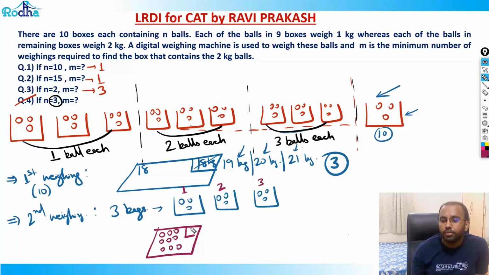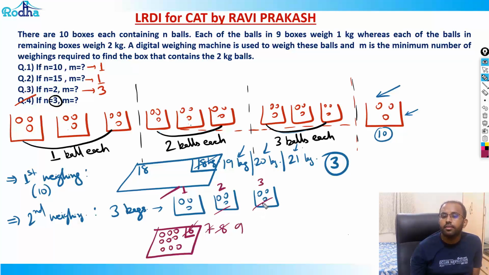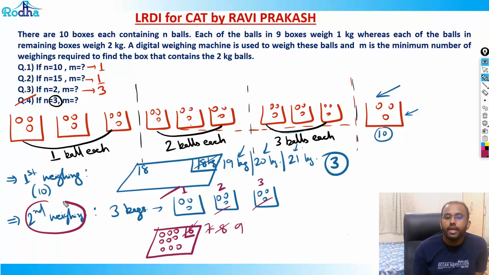The ideal weight should be 6 kg, but that is not possible. If the weight is 7 kg, there is 1 ball of 1 kg extra, so bag 1 is the one out of these 3 bags. If the weight is 8 kg, that means 2 balls are extra, so the second bag is the answer. If the weight is 9 kg, that means 3 are extra, so the third is the answer. So by the second weighing I will definitely be able to identify which bag contains 2 kg balls. The answer for this question would be 2.